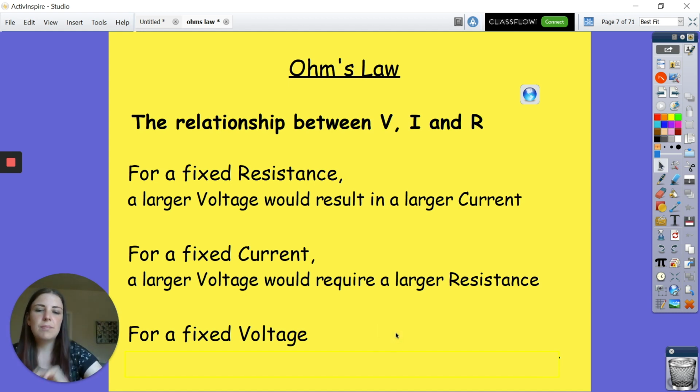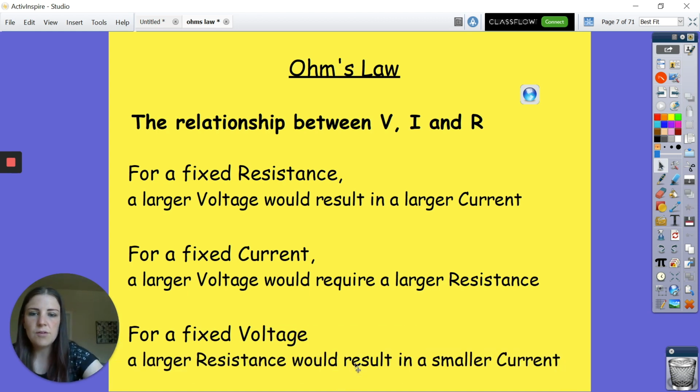And finally, this one's a wee bit different. If you've got a fixed voltage, then what would the relationship between current and resistance be? Well, if we had a fixed supply, for instance a 12-volt supply, if you wanted a small current there, then you would need to have a large resistance to oppose that big drive, that big 12 volts. Vice versa, if you wanted a really large current, then you don't want there to be much fighting it at all. So a larger resistance would result in a smaller current.